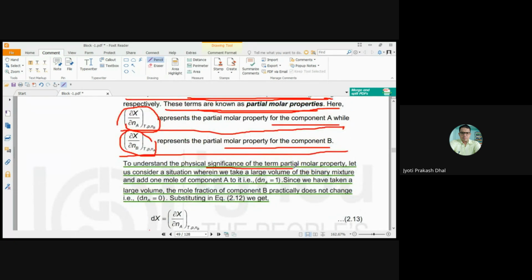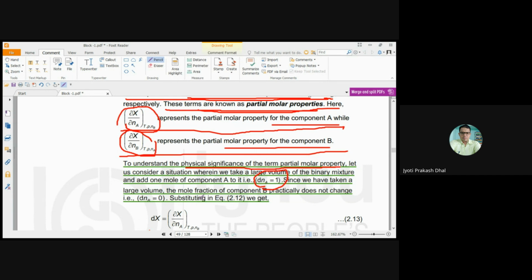To understand the physical significance of the term partial molar property, let us consider a situation where we take a large volume of a binary mixture and add 1 mole of component A. So that means we take a large volume of binary mixture of A and B, and to that mixture we only add 1 mole of component A. So the change in number of moles of A, that is dNa, in the solution equals 1, because we have just added 1 mole of component A.